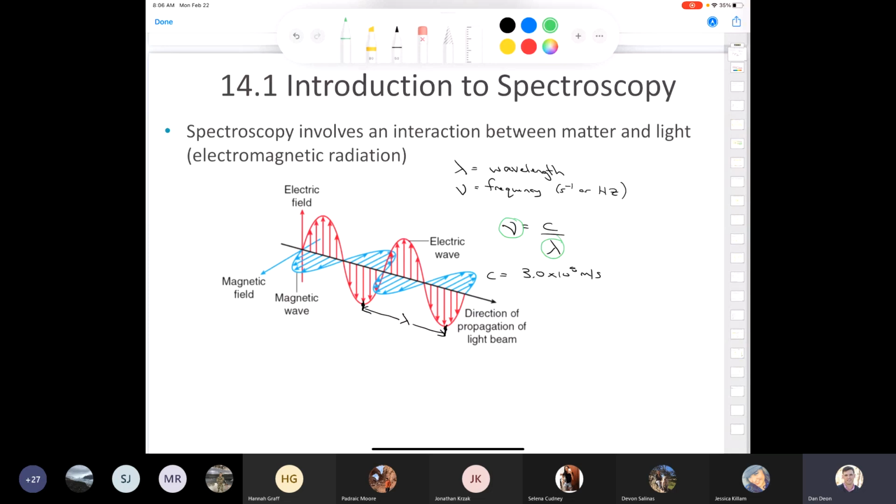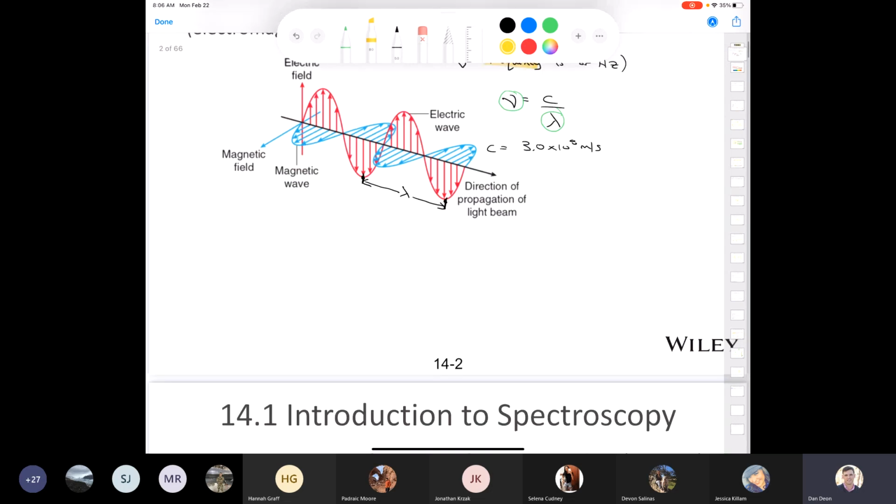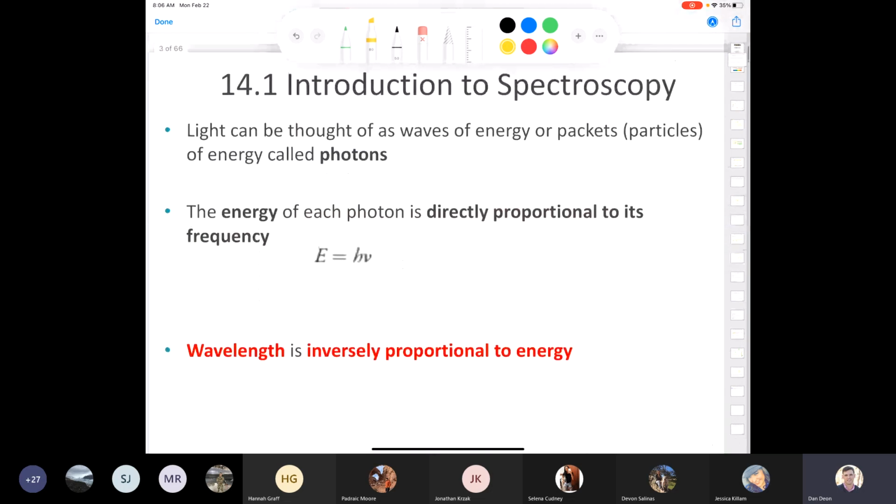So you have to understand this formula. You have to understand the inverse relationship between frequency and wavelength, because I'm going to bring it up quite a few times in the class. Now, when we view light as a particle, and this is again harkening back to your days in general chemistry, it consists of packets of energy that we call photons.